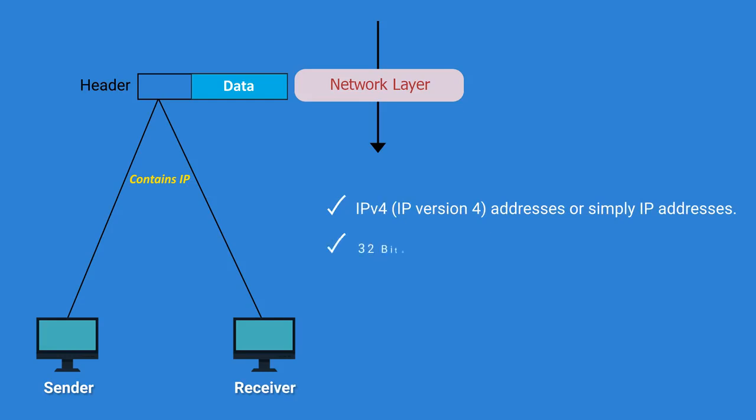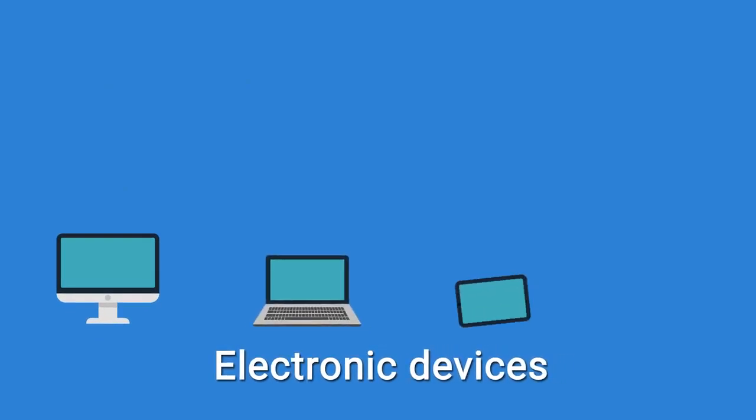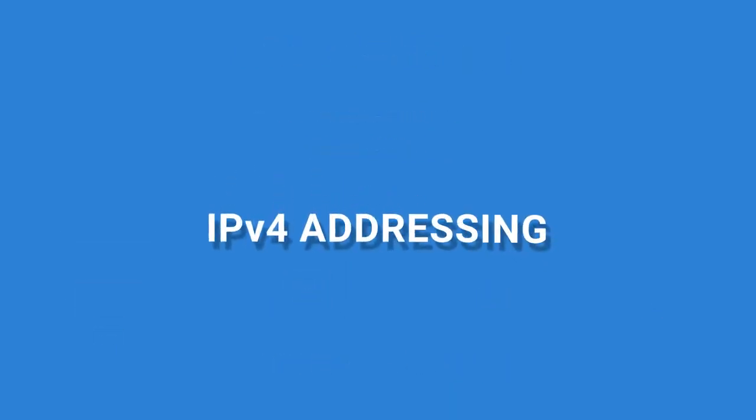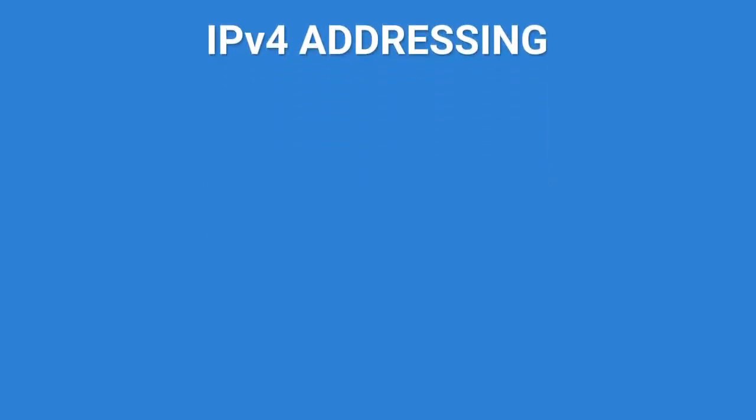And the address is 32 bits in length. This gives us a maximum of 2 to the power of 32 addresses. The increase in the use of electronic devices has led to a new version of IP addresses, called IPv6 addressing, and it has a length of 128 bits that gives much greater flexibility in address allocation. So, we first discuss the IPv4 addressing, and then move on to the IPv6 addressing.